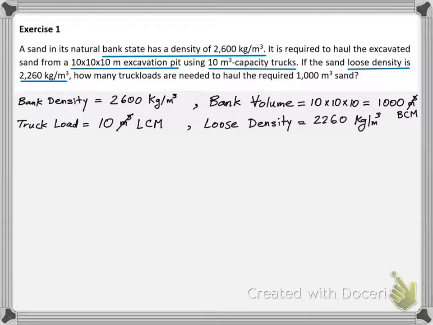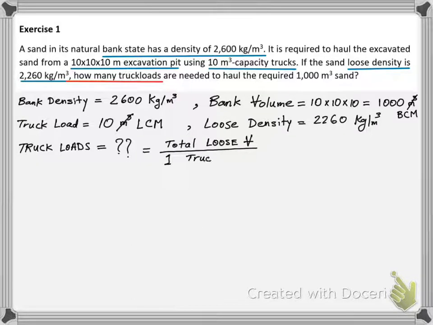Now what's required here is how many truckloads are needed to haul that 1000 cubic meters, which we know are bank cubic meters. Now truckloads, we can calculate as the total loose volume divided by one truckload, which is also 10 loose cubic meters. So the whole idea is to calculate now the total loose volume.